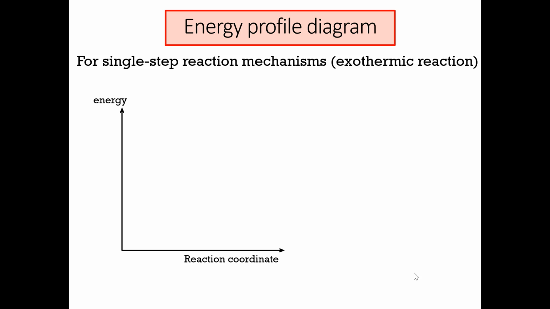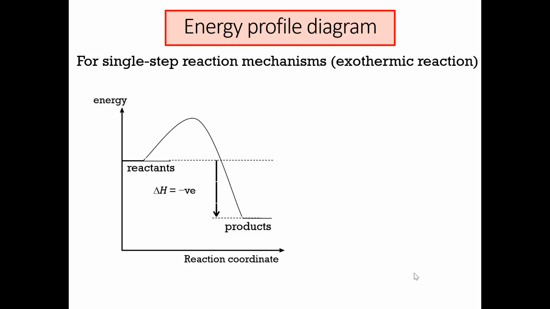In a single step reaction mechanism, assuming the example I give you, an exothermic reaction, it will actually look like this in the energy profile diagram. The enthalpy change can be found from the reactant level to the product level, in this case exothermic. Transition state is the peak of the energy profile diagram. So transition state or activated complex can be denoted using the symbol that I'm showing on the right, like two horizontal lines with a stroke through it.